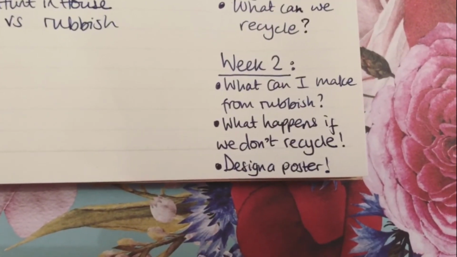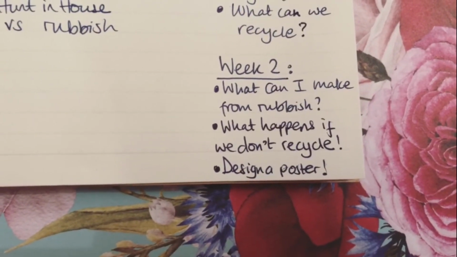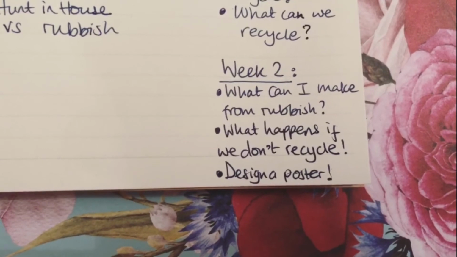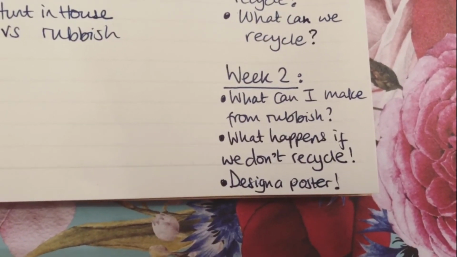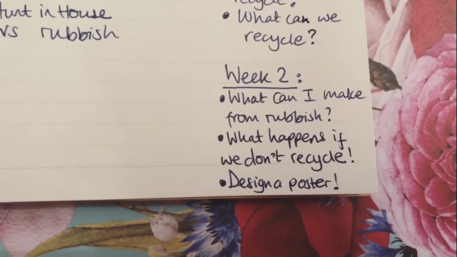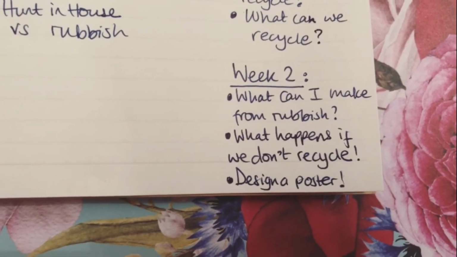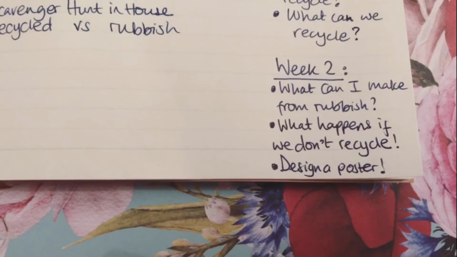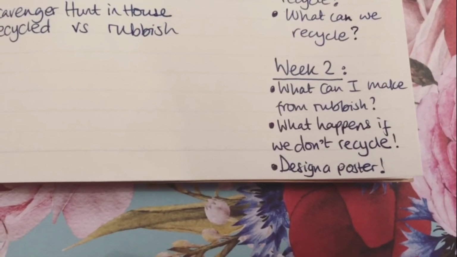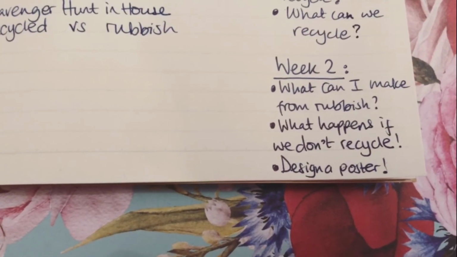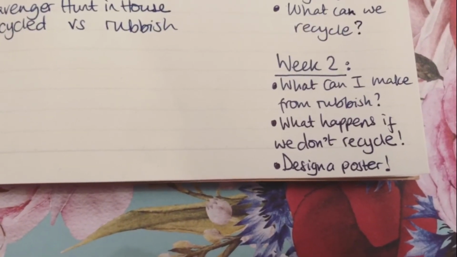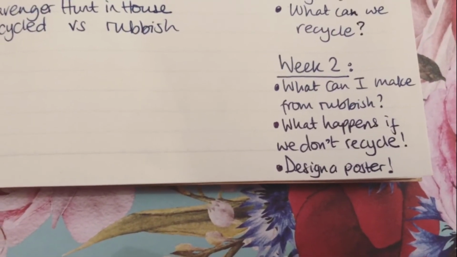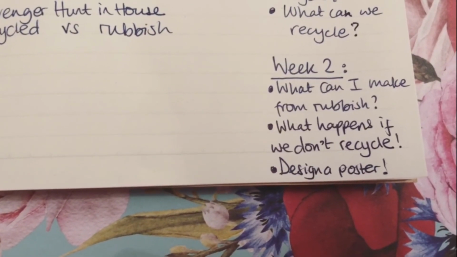In week 2, we'll start thinking about what we can make from rubbish and how we can recycle it. And then also what happens if we don't recycle. And I think that will be a really interesting session with the girls, especially as it will be about animals as well. And finally, I feel like my main objective of this whole unit is for Amara to actively and independently in some way design her own poster. She's never really done it before, so it'll be a really nice thing for her to display in the house.